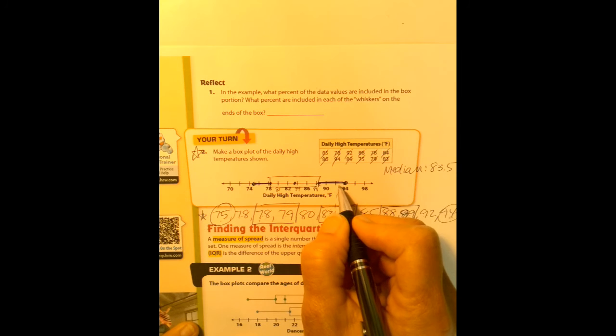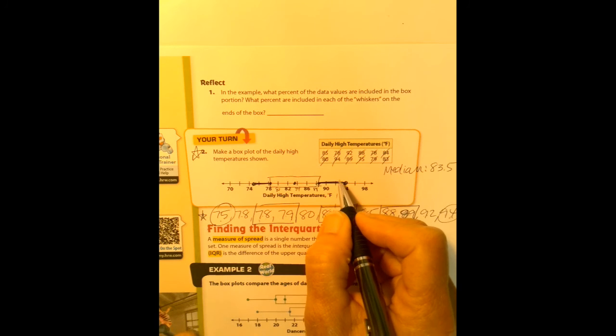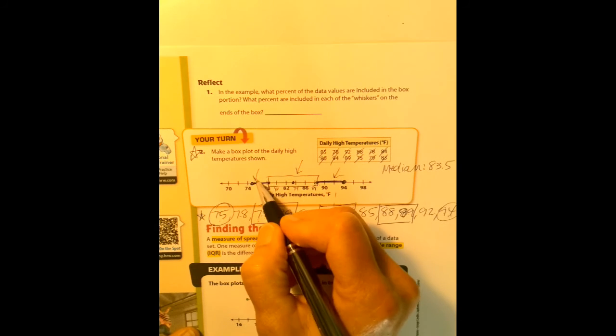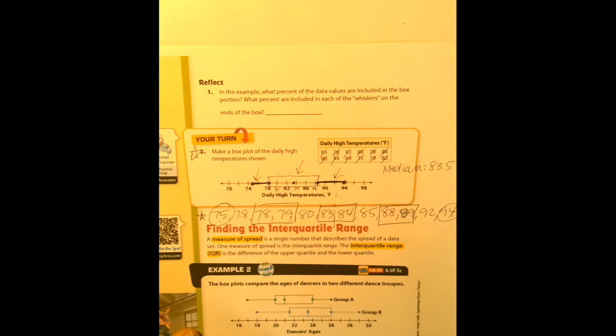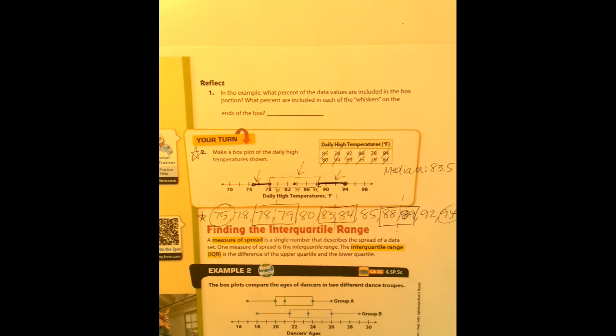So the box is this part, the whiskers are the two lines that go to the upper and the lower extremes. Okay, now I want you to notice something. I'm going to get a different color pen here, but just going to draw dotted lines again.